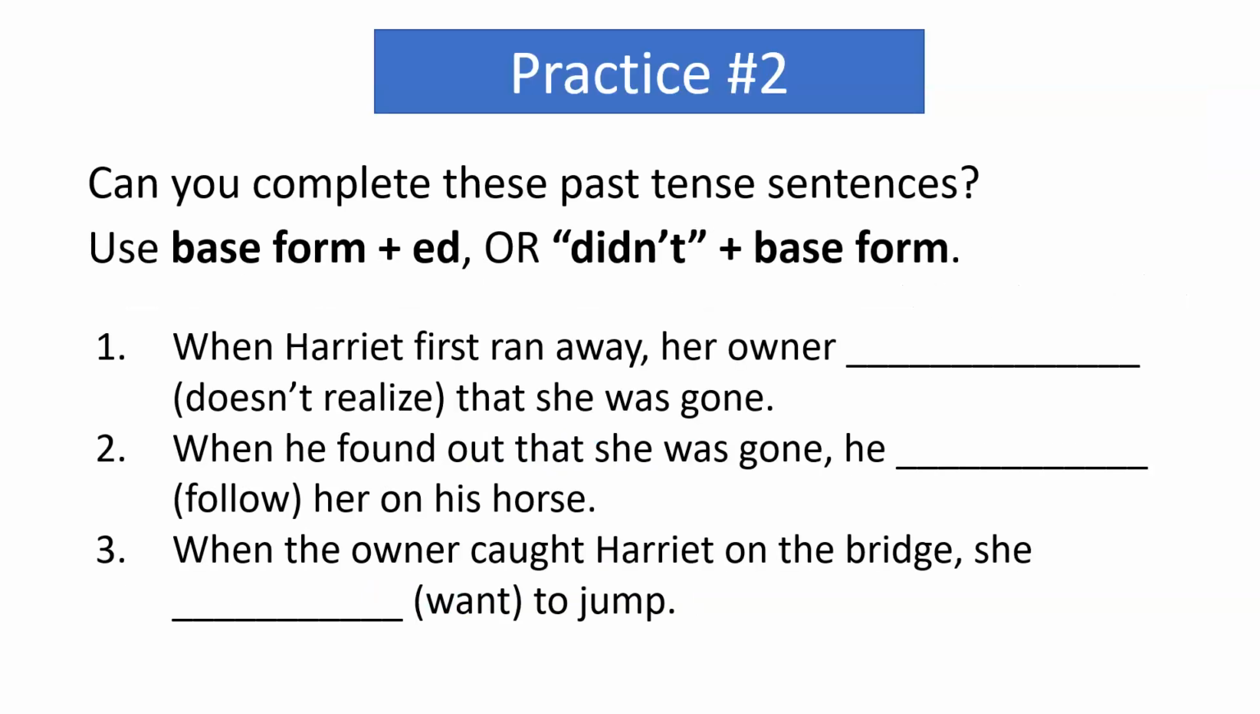Well, let's do another practice. Take your piece of paper and write down number 1, number 2, number 3. Pause the video, and before I tell the answers, write your own answers for these sentences. Okay, are you ready? I'm going to share my answers. When Harriet first ran away, her owner didn't realize that she was gone. Number 2, when he found out that she was gone, he followed her on his horse. And 3, when the owner caught Harriet on the bridge, she wanted to jump.